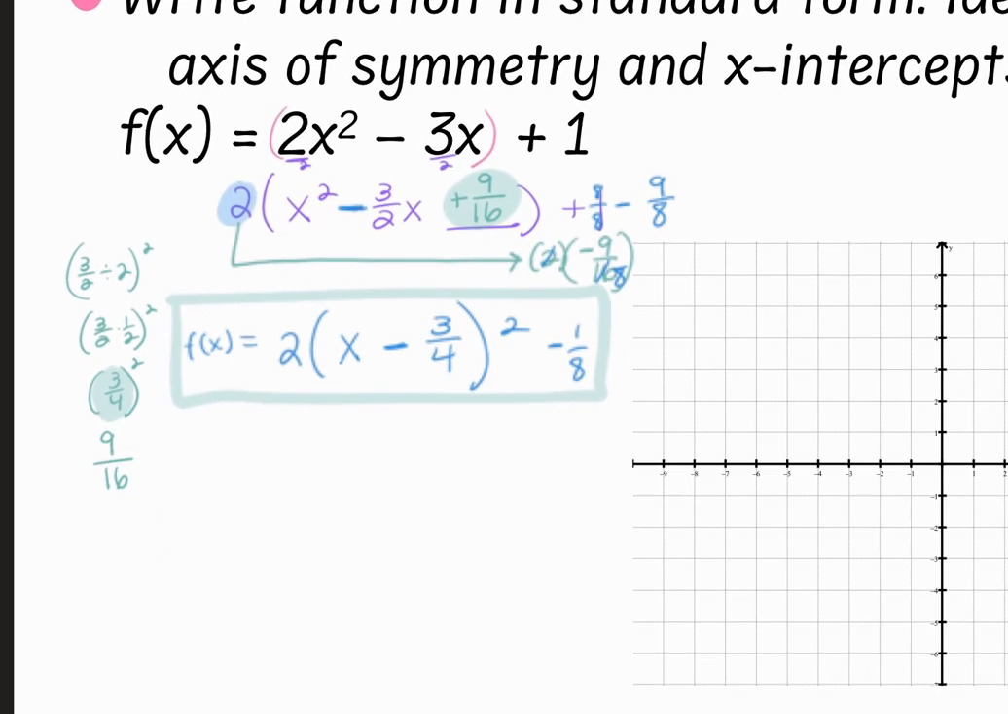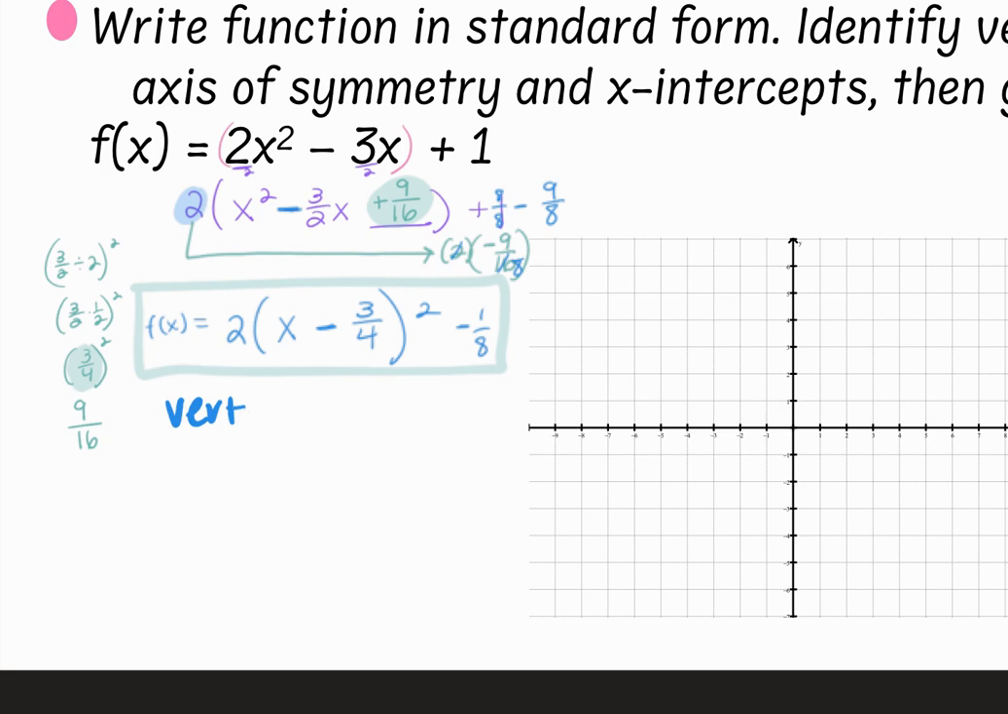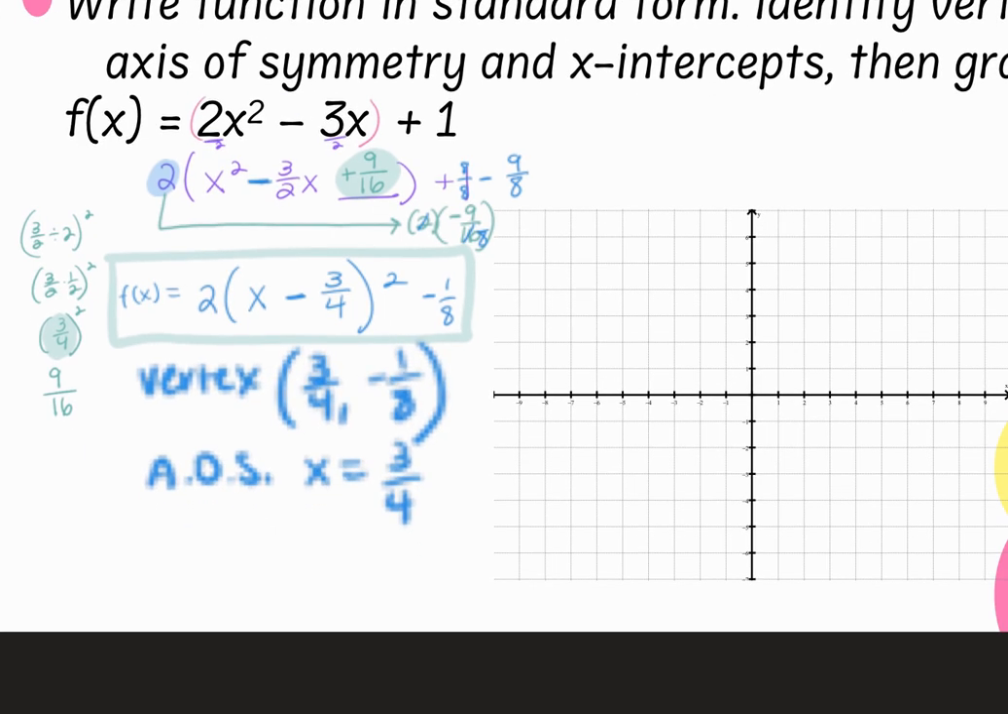Okay, so now my vertex is what? Good. 3/4 and negative 1/8. What's my axis of symmetry? X equals 3/4. So 3/4 and negative 1/8 is something like that. This time there is a stretch, so I can't just go up 1 and over 1. And I don't know that I'd want to because it's a fraction there. It's not going to be as easy to find those spots. So this is where all those other things come into play.